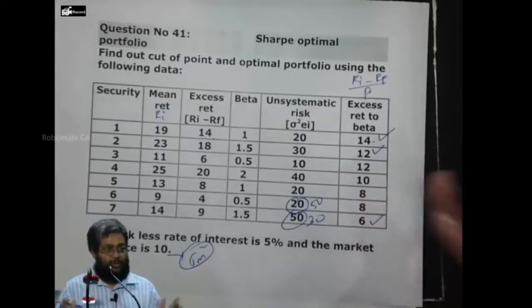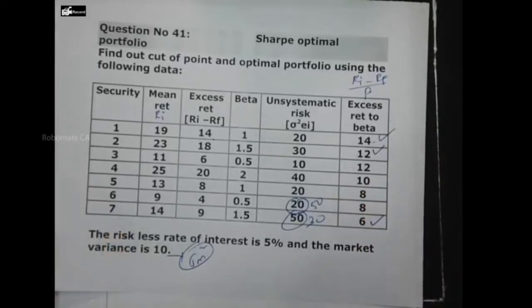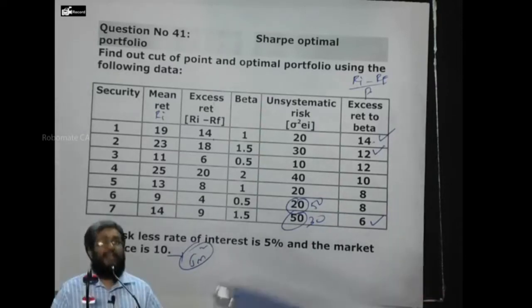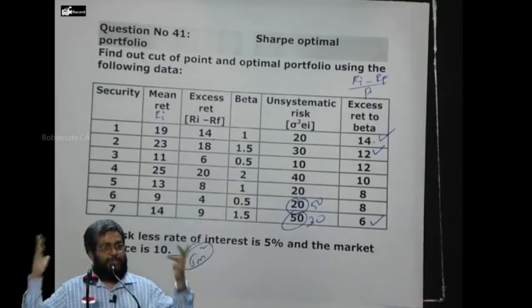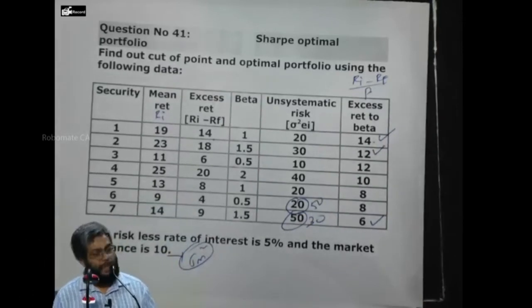Are you following what I am saying? The question has given you the reward to volatility ratio, already arranged in descending order. The first 2 steps are already completed by the question itself. Now we have to do only 3 more steps. The third step: calculation of the cutoff point and selecting the security. Next is ZJ calculation. The last step is proportion. These are the last 3 steps.